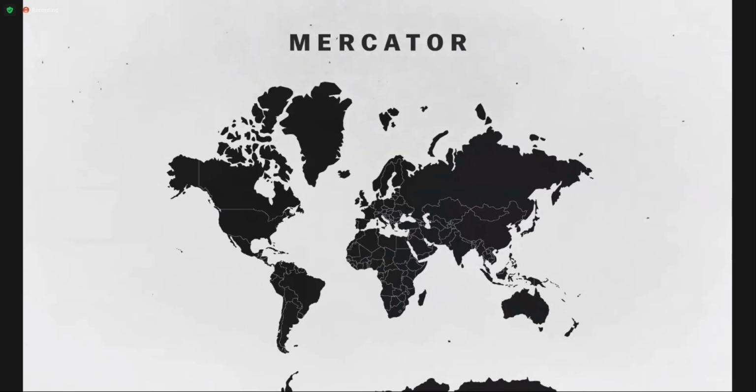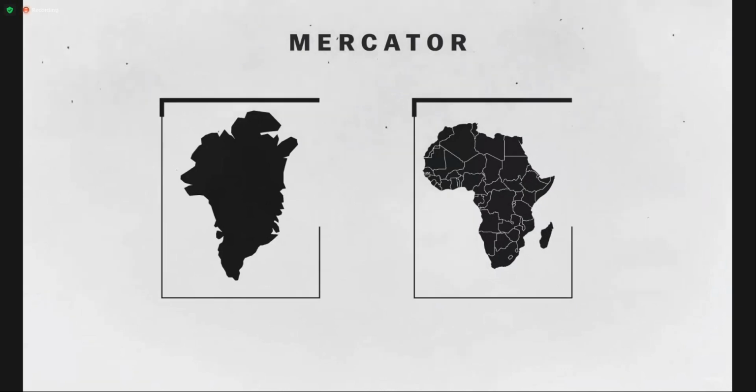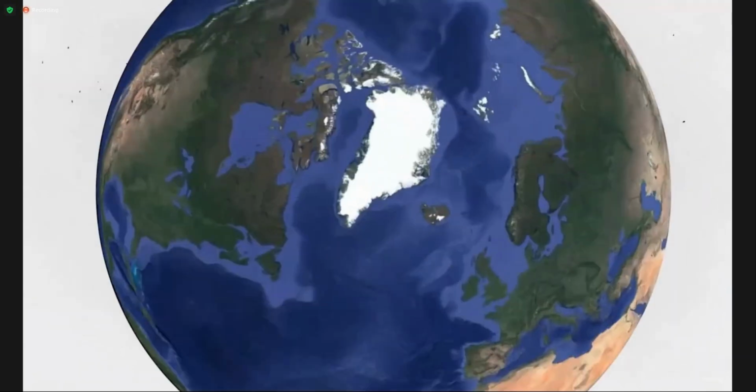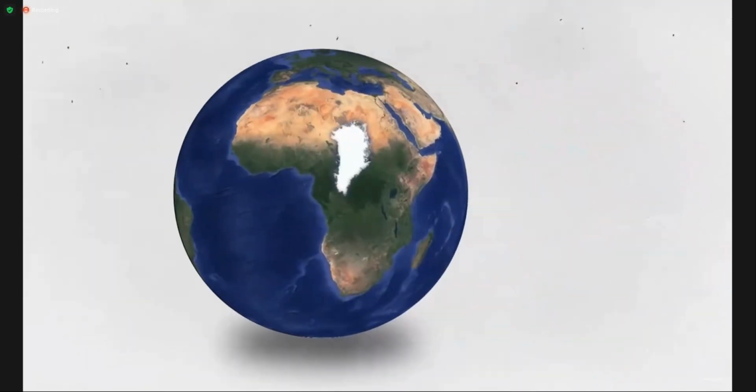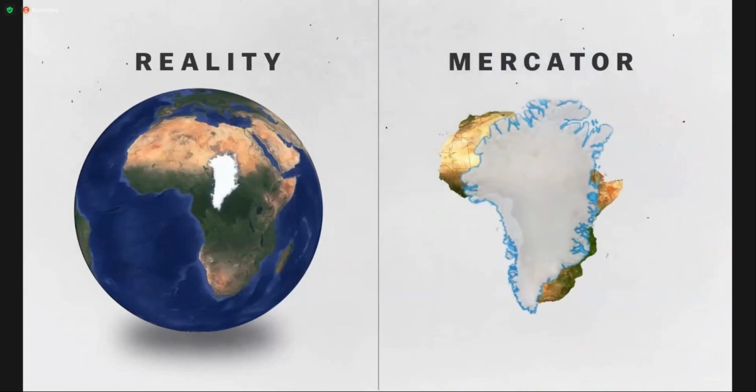Look at the size of Africa as compared to Greenland. On the Mercator map, they look about the same size. But if you look at a globe for Greenland's true size, you'll see that it's way smaller than Africa. By a factor of 14, in fact.